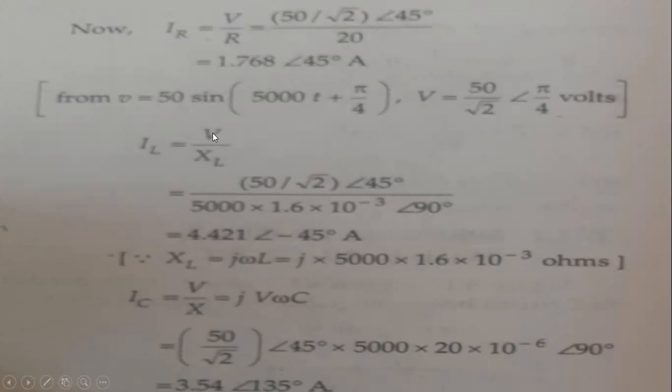Now substitute the value of V, which will again be Vm by root 2, that is 50 by root 2, and the angle will be as it is. That omega we can already get from this one, that is nothing but 5000, omega L. L is given in the above numerical, that is 1.6 in millihenry. So here 1.6 into 10 to the power minus 3, and the angle will be 90 degrees. So now you just divide this one.